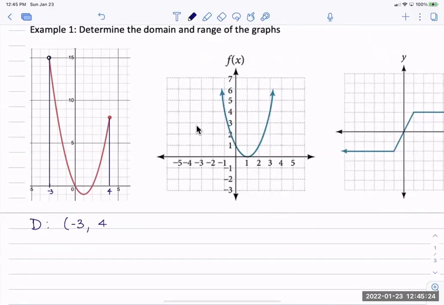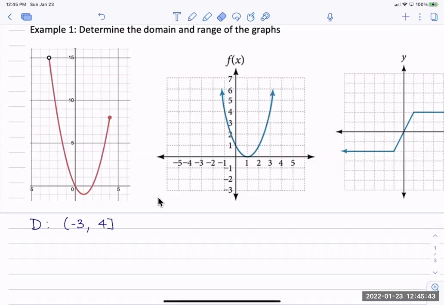Okay, so I can say the domain will be -3 and 4. Notice that at the point -3, I use the parenthesis because there's an open circle right here. Okay, at 4, I use a bracket because this is a closed circle, so I use a bracket. Okay. And that is the domain.